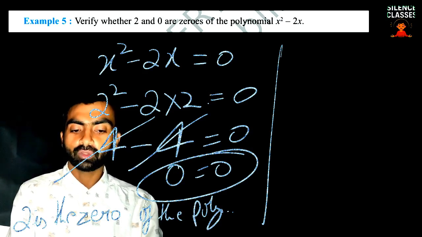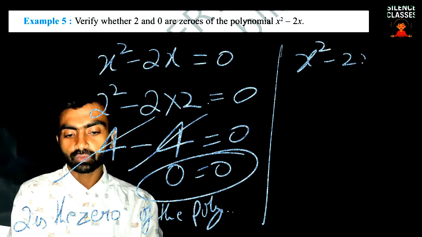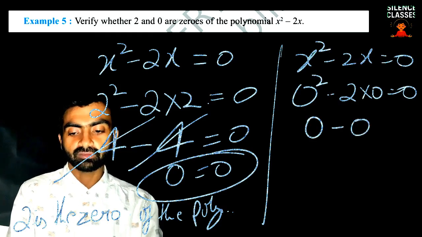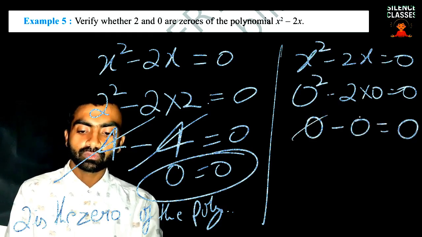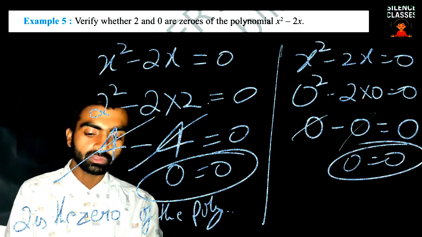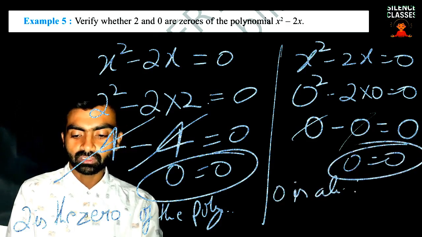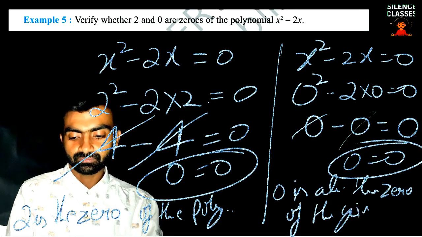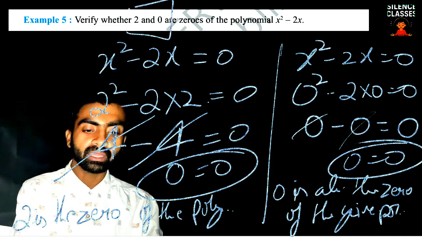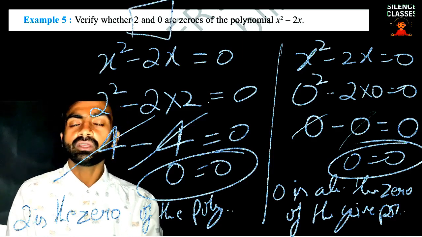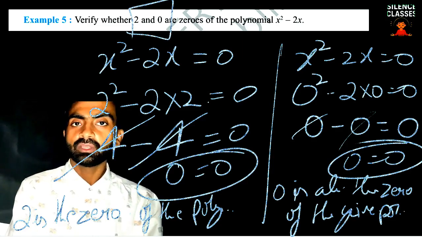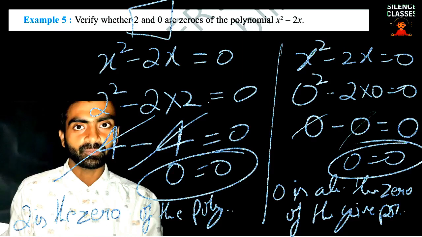Now let's check whether 0 is a zero of the polynomial or not. x square minus 2x equals 0. 0 square minus 2 multiplied by 0 equals 0. 0 square is 0, minus 0 equals 0. So 0 equals 0. We know that 0 is also a zero of the given polynomial. So 2 and 0 both are zeros of the polynomial, because wherever we put in place of x the numbers 2 or 0, the equation becomes 0.